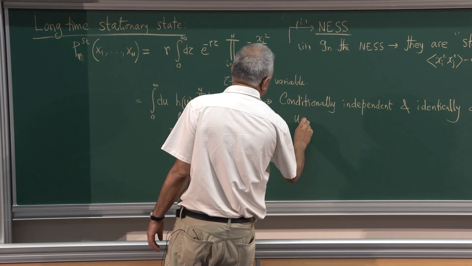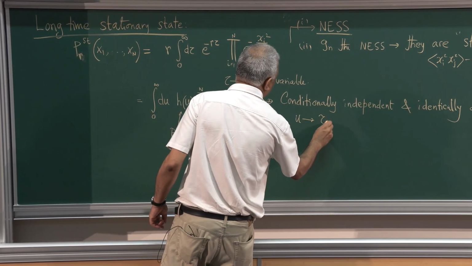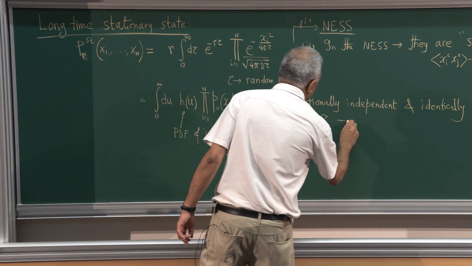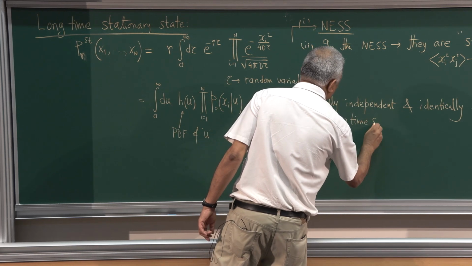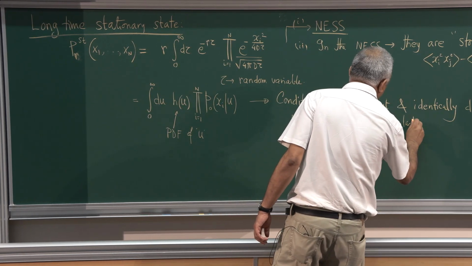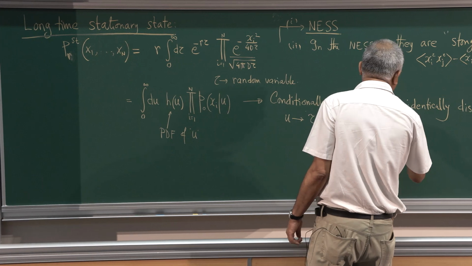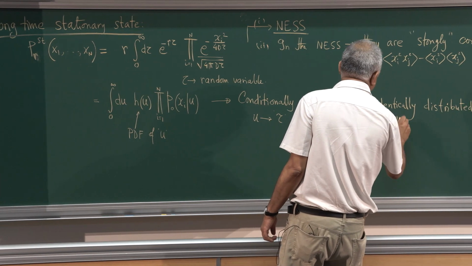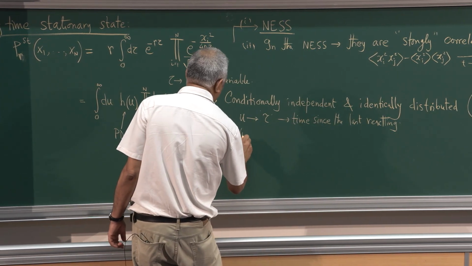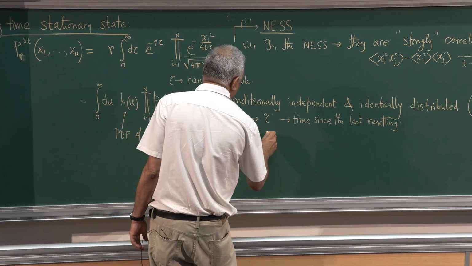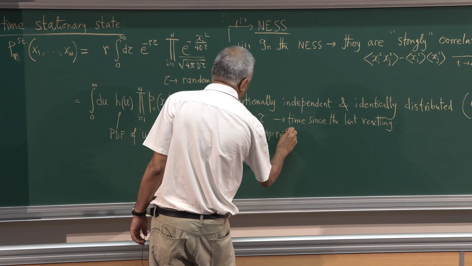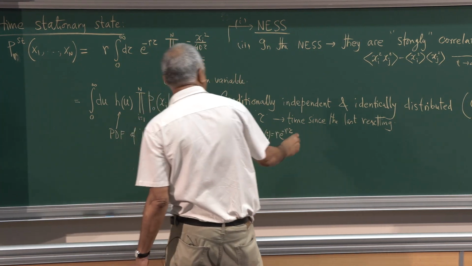In this particular example, you see immediately that you identify this random variable u with tau, where tau is just the time since the last resetting. Here the structure of the problem was such that we could easily identify this. It came out naturally. And h of u is just p of tau, which is the Poissonian distribution.